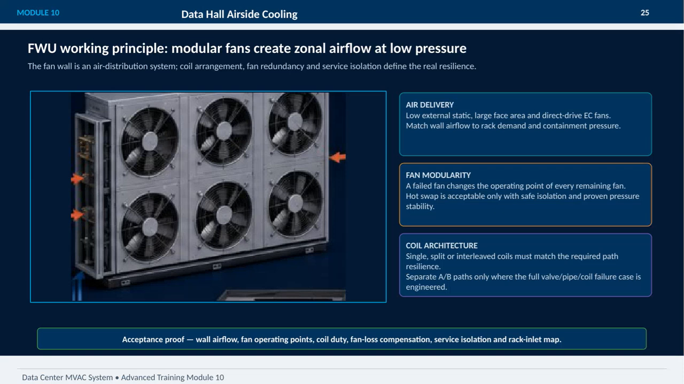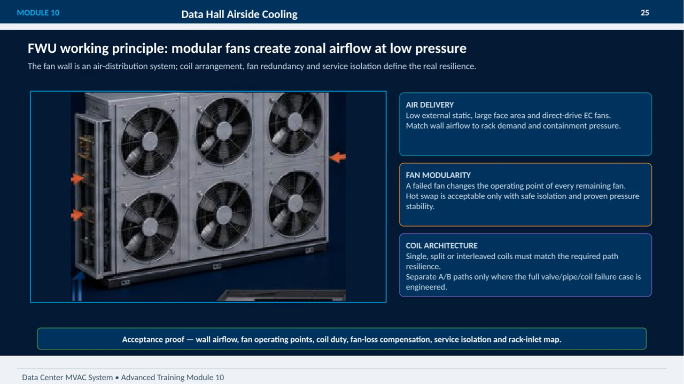In this module, we focus on the Data Hall Airside Cooling System, specifically the fan wall unit or FWU. The core working principle here is that modular fans generate zonal airflow at a low pressure, which is crucial for efficient cooling. The fan wall acts as an air distribution system, where the coil arrangement, fan redundancy, and service isolation collectively define its overall resilience. When it comes to air delivery, we rely on low external static pressure, a large face area, and direct drive electronically commutated fans to ensure performance. It's important that the wall airflow matches the specific demand of the racks and maintains the containment pressure effectively.